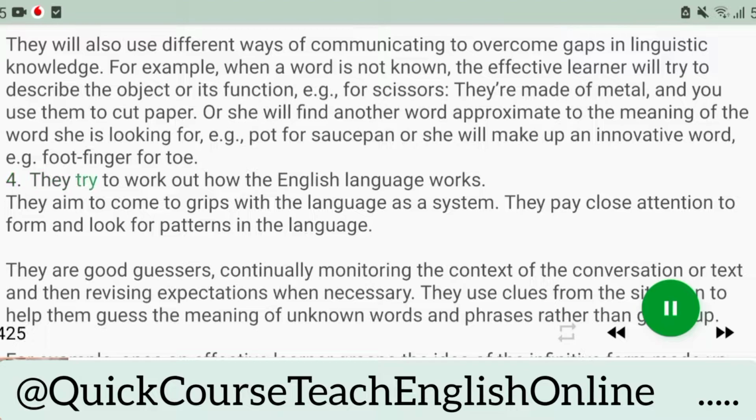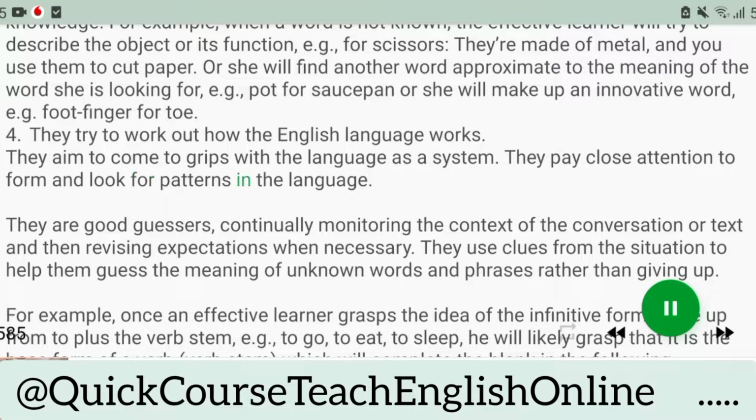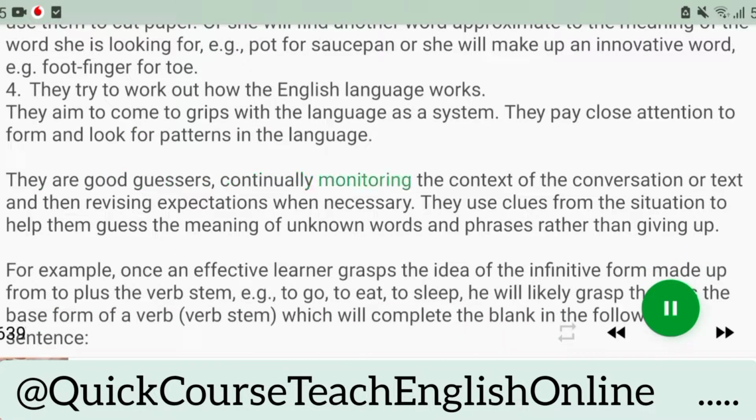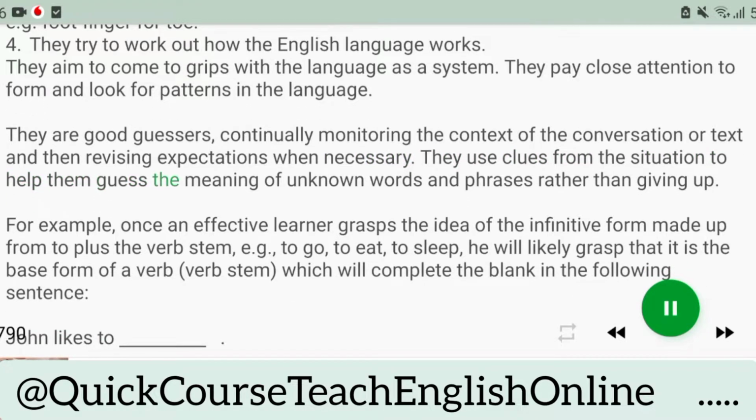4. They try to work out how the English language works. They aim to come to grips with the language as a system. They pay close attention to form and look for patterns in the language. They are good guessers, continually monitoring the context of the conversation or text and then revising expectations when necessary. They use clues from the situation to help them guess the meaning of unknown words and phrases rather than giving up.